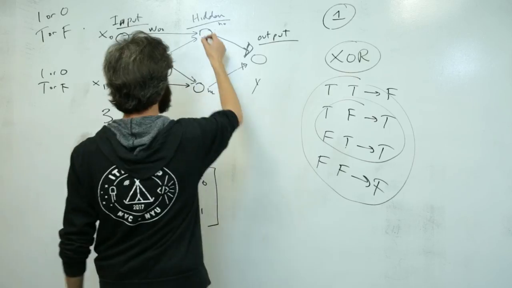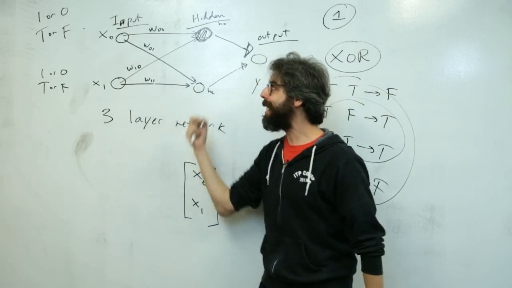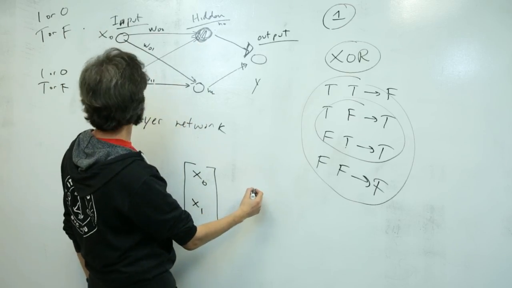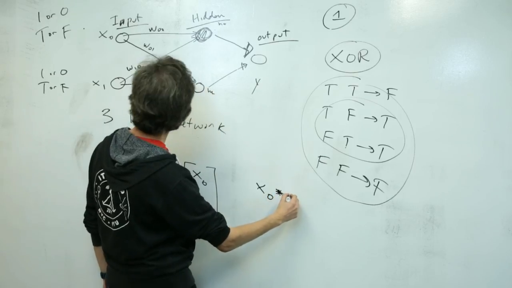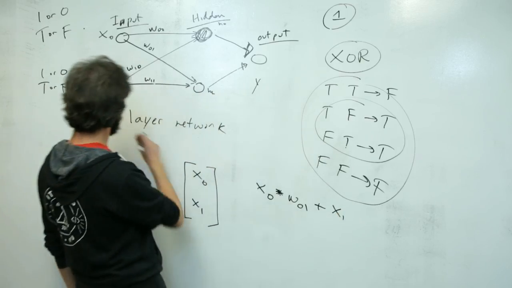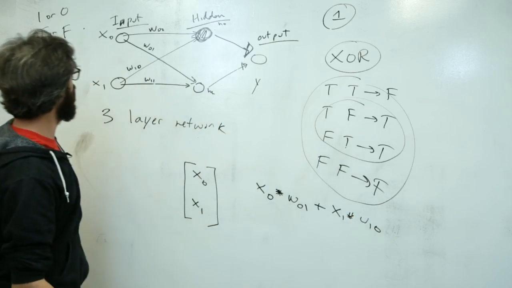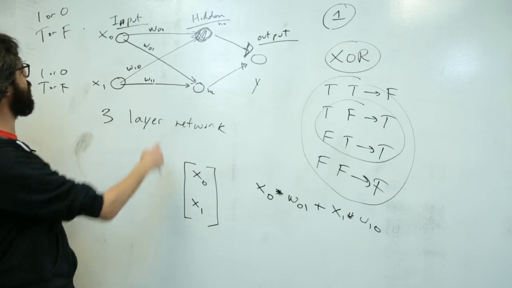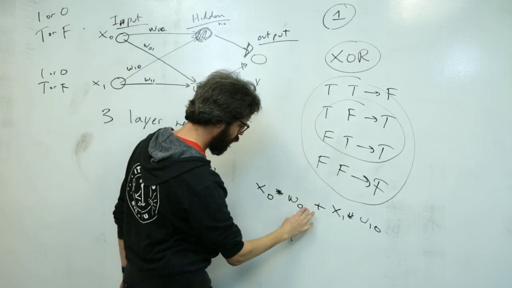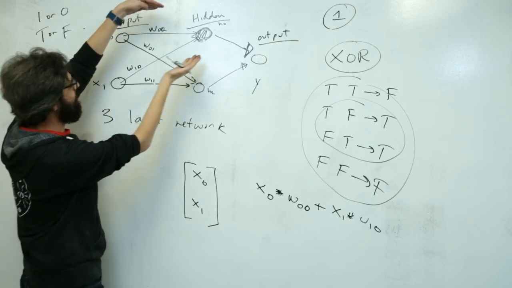Now, what happens in a perceptron, in a single neuron? A single neuron receives the weighted sum of all the inputs. Meaning this particular neuron should receive x0 times weight 0,0 plus x1 times weight 1,0. Apologies, my handwriting is very poor. This is the weight from input 0 to hidden 0, so this is weight 0,0. This makes sense, right? The weighted sum is both inputs multiplied by their corresponding weights, added together.